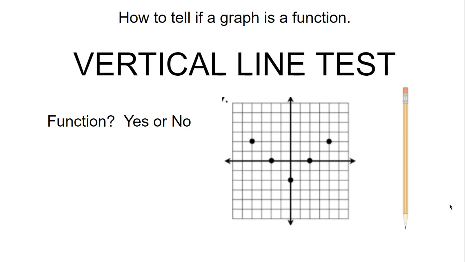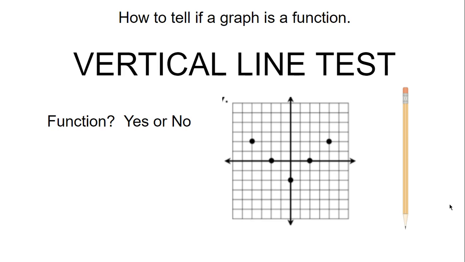So in order to tell if a graph is a function, we can ask ourselves, are all the x's different? But there's a quick way to visually tell if that is happening, and that is to perform the vertical line test. It will tell you if this graph is a function, yes or no. So you have a graph here. It actually is a discrete graph.